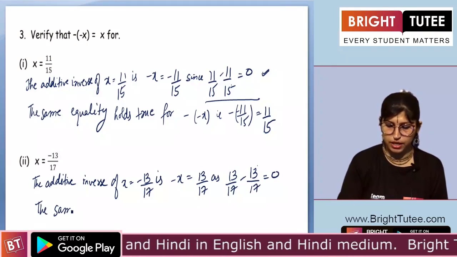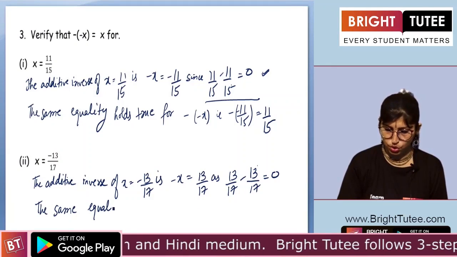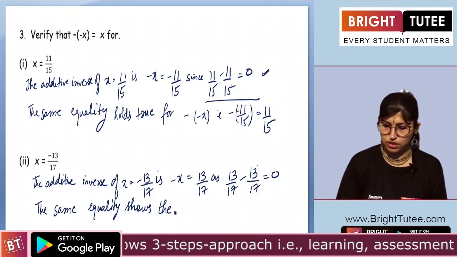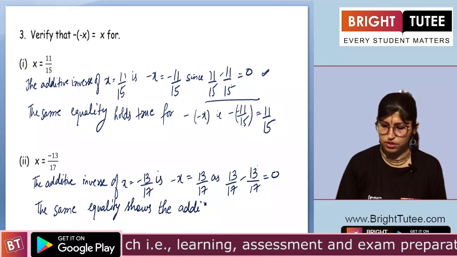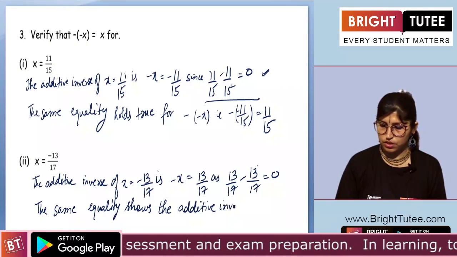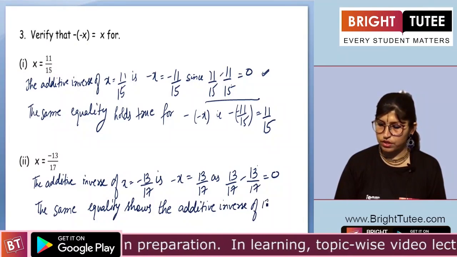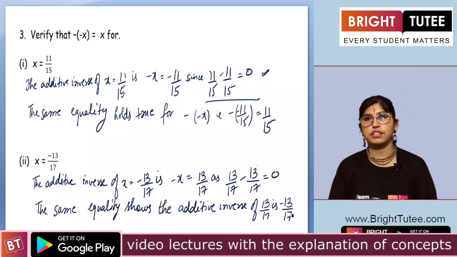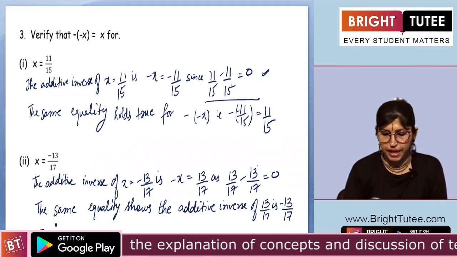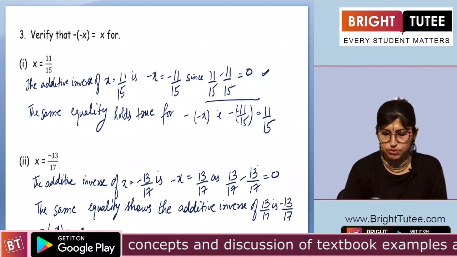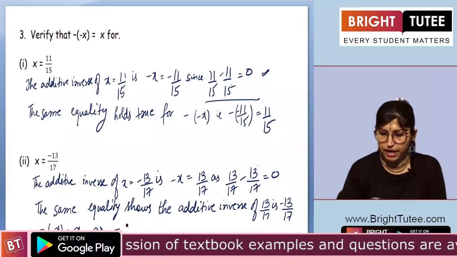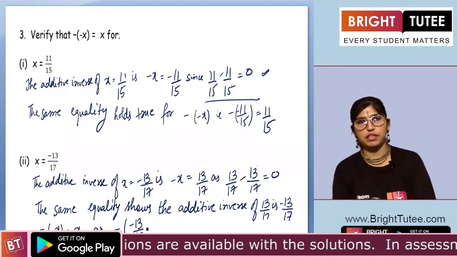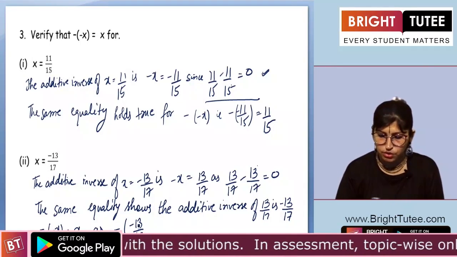Now the same equality shows the additive inverse of 13 by 17 is minus 13 by 17, which means minus of minus x, which will be x, as minus of minus 13 by 17. Since we have x as minus 13 by 17, so we can write it down this way.